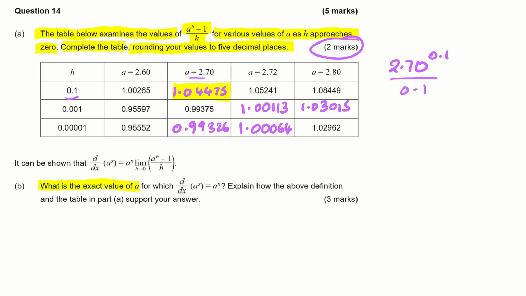What is the exact value for a for which d/dx of a^x is a^x? Well, think about it, you know this. d/dx of e^x is e^x. It's the function that differentiates to itself. Explain how the above definition and the table in part A support your answer.